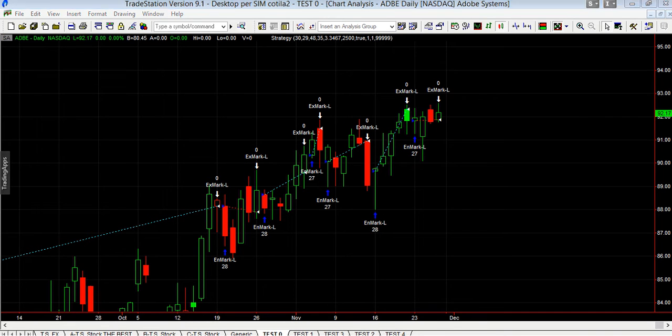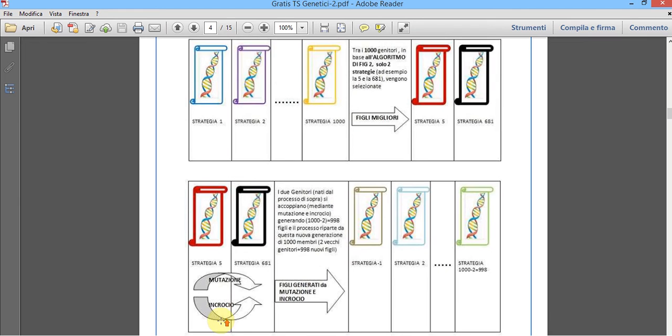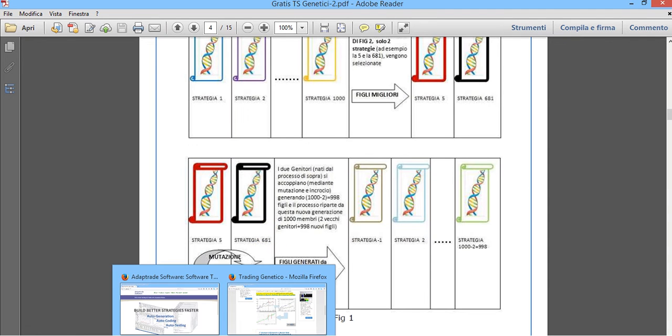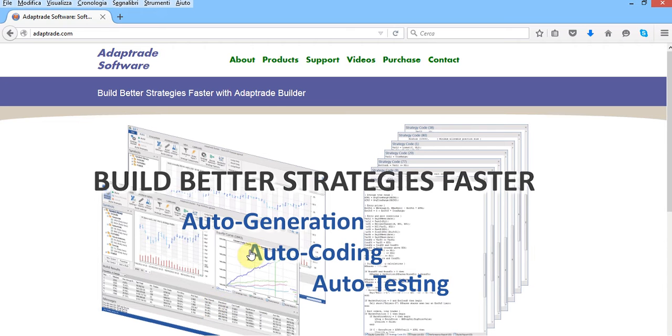As I said, there are a couple of interesting software products on the market. From our perspective, we are also developing an internal software for that. From our personal perspective, we find very interesting a product called AdaptTrade Builder from AdaptTrade.